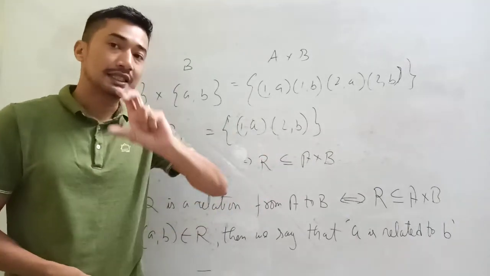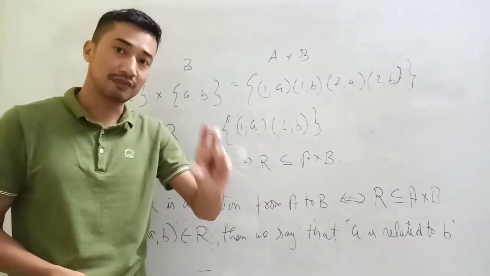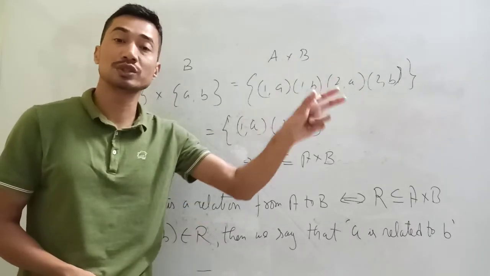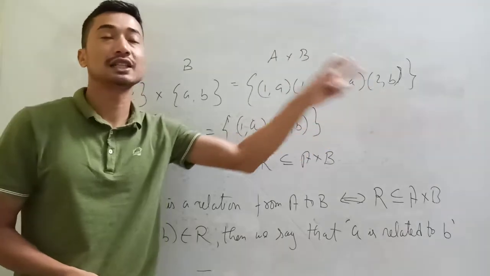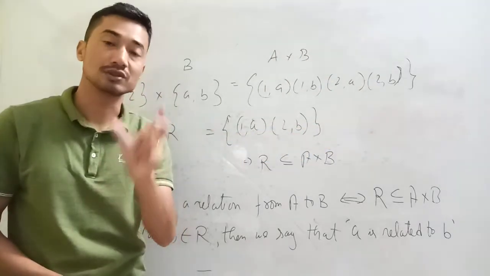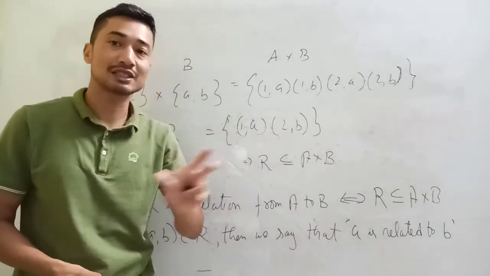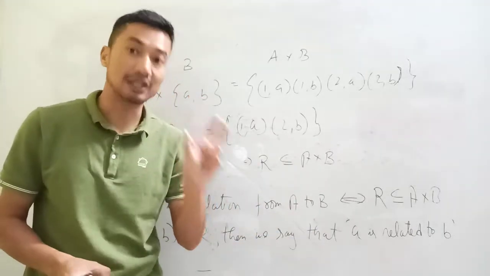If a set R, which is defined, is a subset of the Cartesian product of two sets A cross B, then we say that that set R is also a relation from A to B. That's a simple concept, the basic concept of relation.